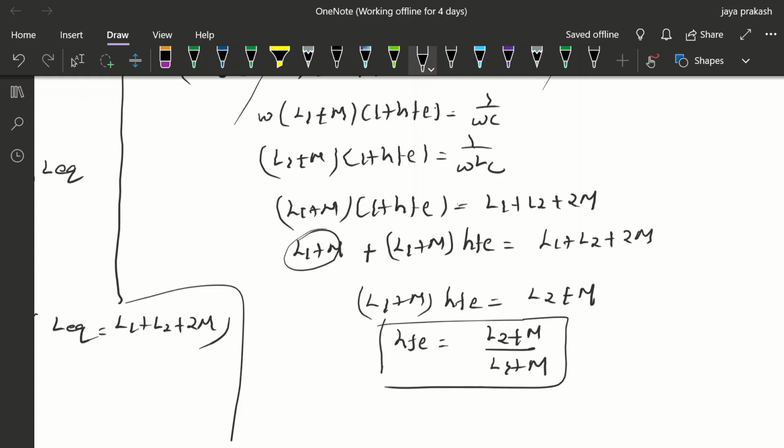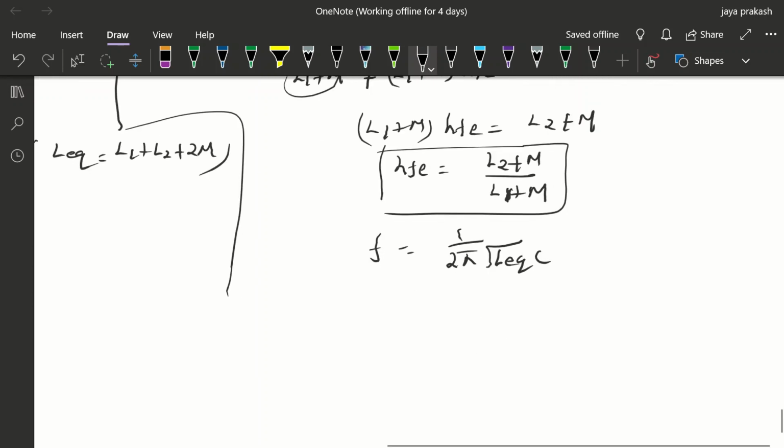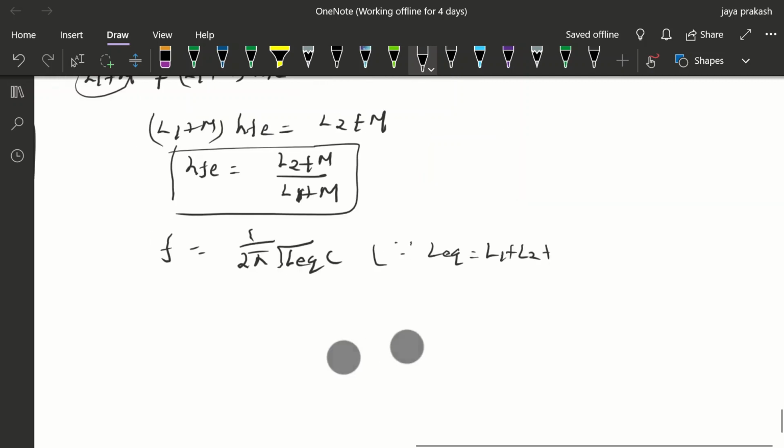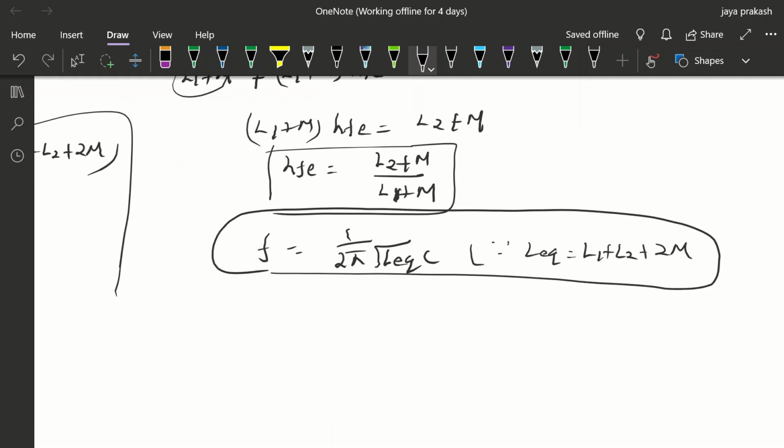So in order to get the sustained oscillation, the condition is HFE is equal to L2 plus m by L1 plus m, and the frequency of oscillation of Hartley oscillator is 1 upon 2 pi root over L equivalent into C, where L equivalent is equal to what? L1 plus L2 plus 2m, right? This is the frequency of oscillation of Hartley oscillator.